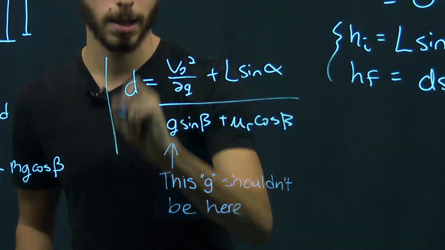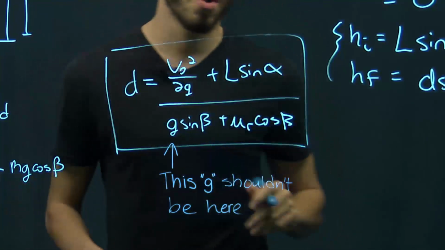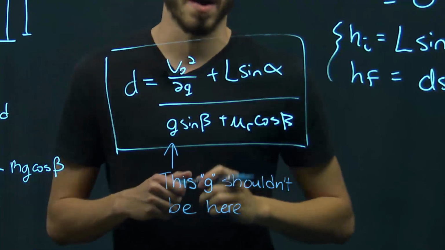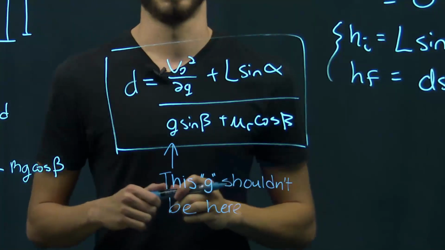And so this is our final result, and all of these quantities over here are known. They would be assumed to be given to us if we wanted to deal with numbers. And so in this case, this is our final answer.